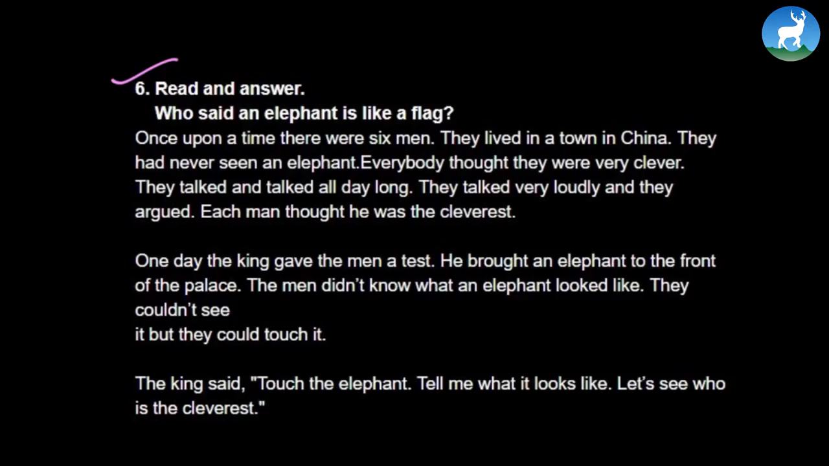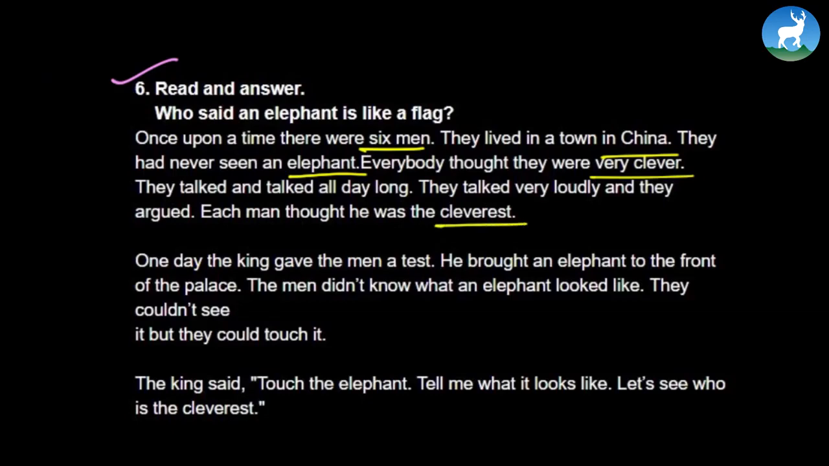Once upon a time, there were 6 men. They lived in a town in China. They had never seen an elephant. Everybody thought they were very clever. They talked and talked all day long. They talked very loudly and they argued. Each man thought he was the cleverest.